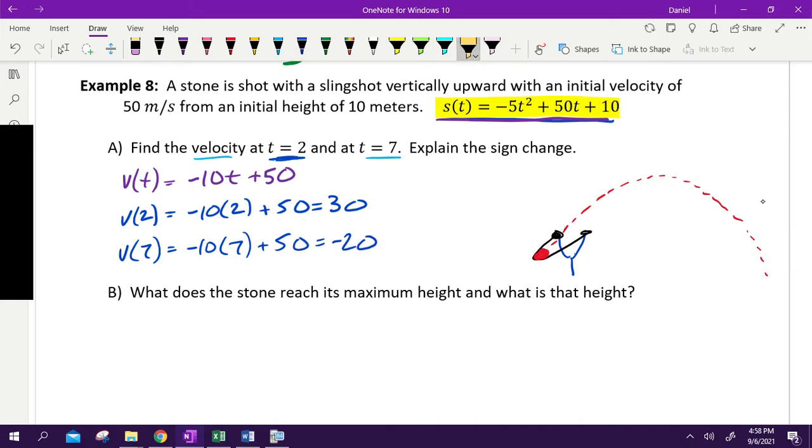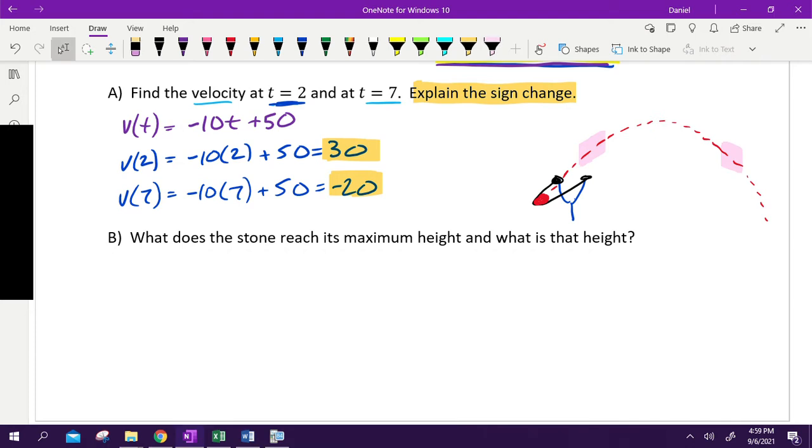Great. Our job is to explain the sign change. So think about that for a second. Hit pause if you need to. Why does the velocity at 2 have a different sign than the velocity at 7? Well, if the velocity at 2 is positive, that means I'm going up. And if the velocity at 7 is negative, I'm going down. So somewhere in between 2 and 7 seconds, my rock changes direction. Positive velocity, I'm going up. Negative velocity, I'm going down.